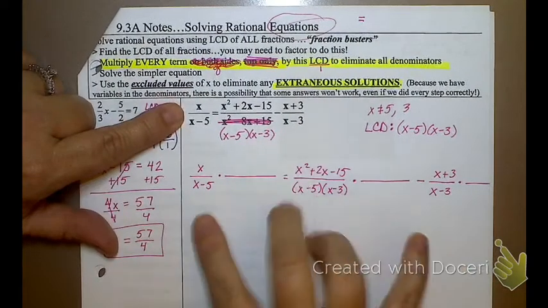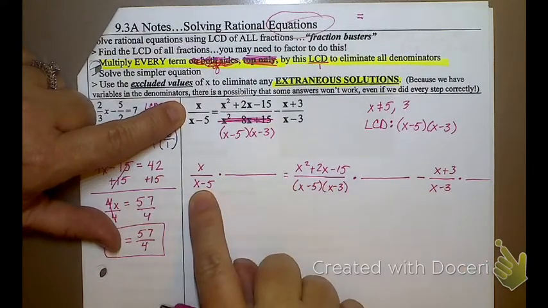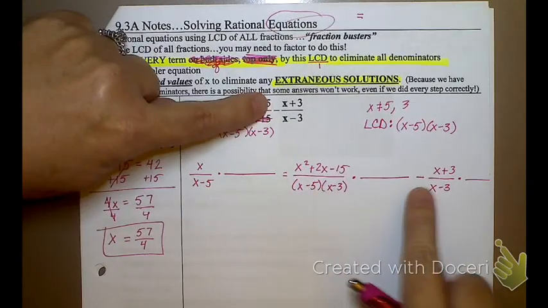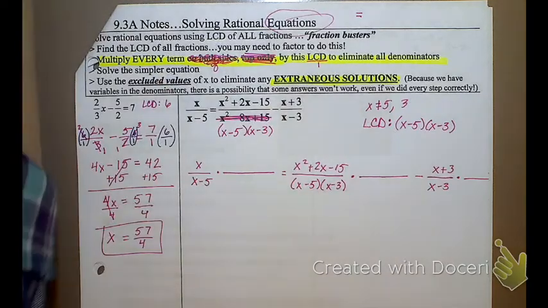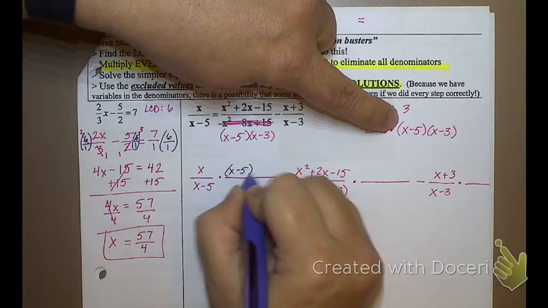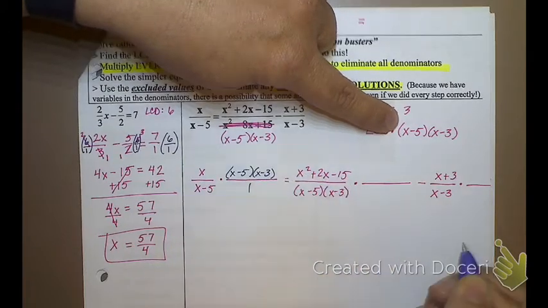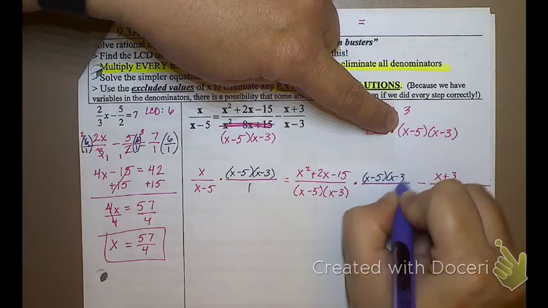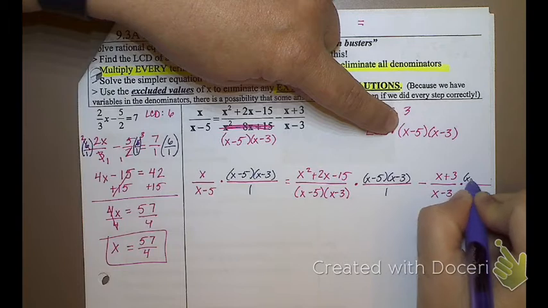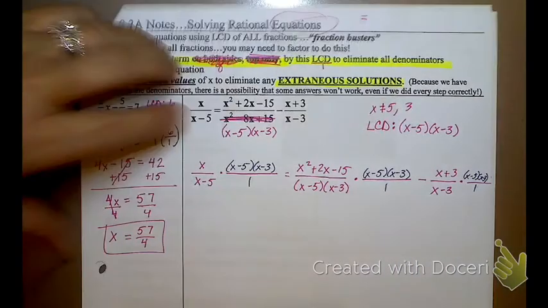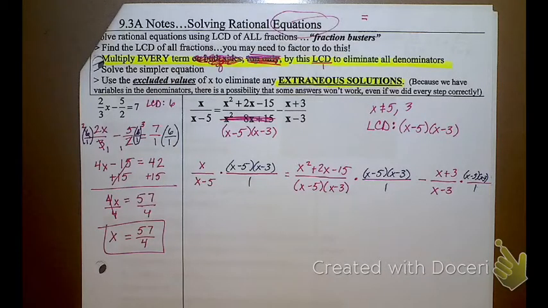So do you see how this is the original problem? It's x over x minus 5 equals that guy minus that guy. And I'm just multiplying each term by what? X minus 5, x minus 3 over 1. X minus 5, x minus 3 over 1. X minus 5, x minus 3 over 1, running out of paper. So far, so good.